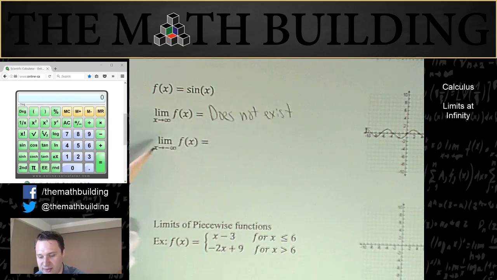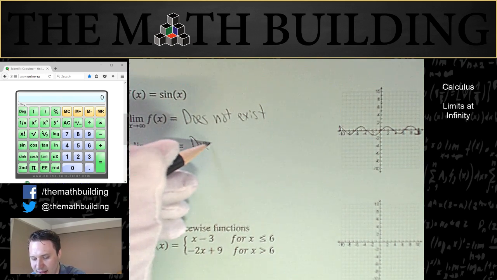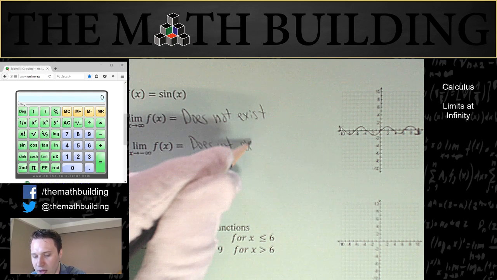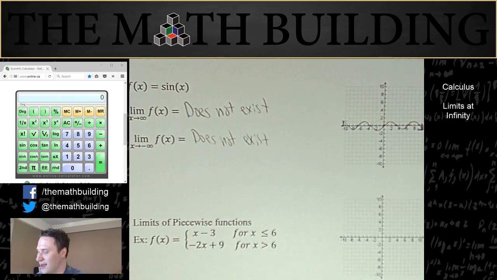And so likewise, as we go to negative infinity, it's just going to keep bouncing up and down. So that limit does not exist. So I hope you now have a good understanding of limits at infinity. Next, we're going to do limits of piecewise functions, and I will see you there.